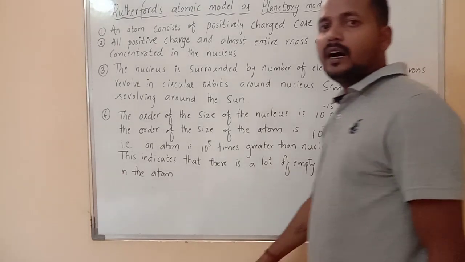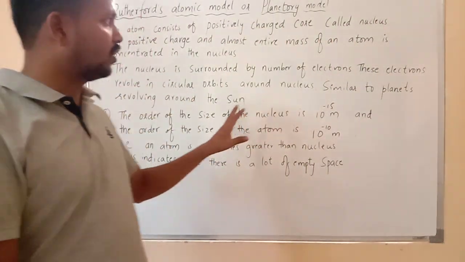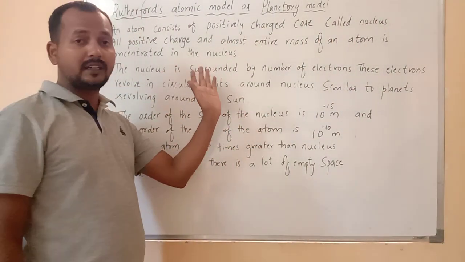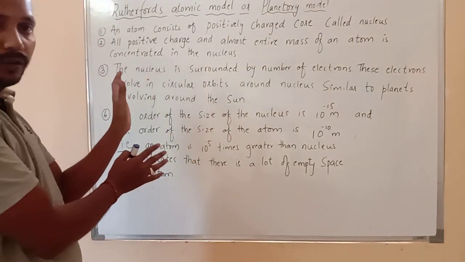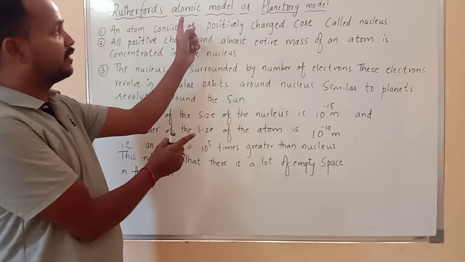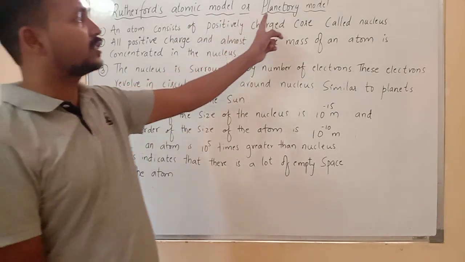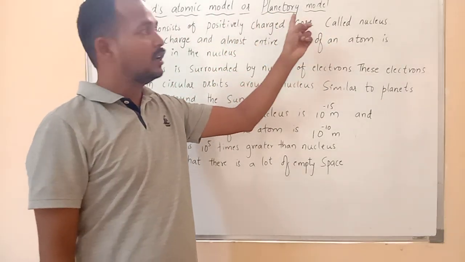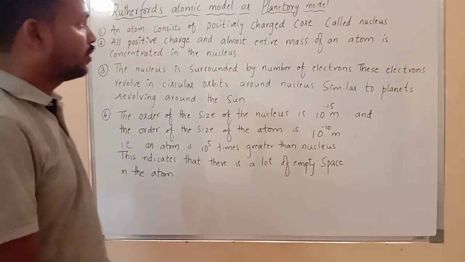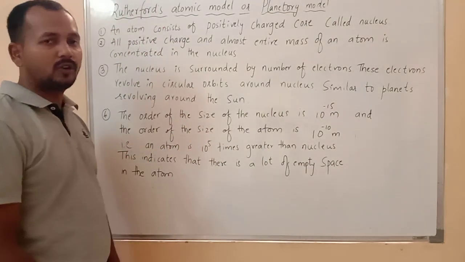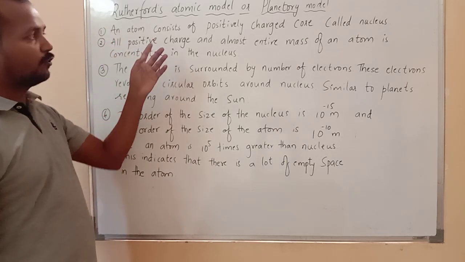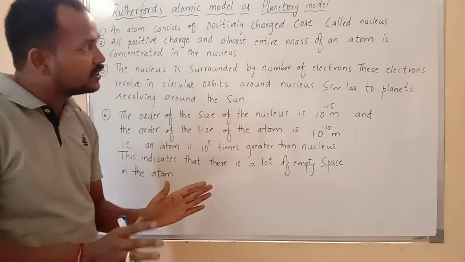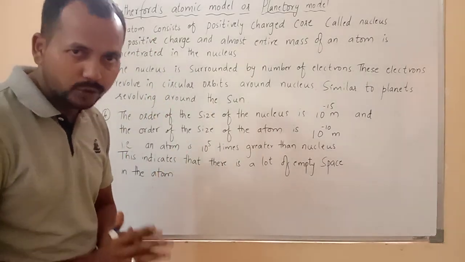After conducting the Rutherford experiment, he made an atomic model. Mr. Rutherford made one atomic model. It is also called the planetary model, or Rutherford's planetary model. See, what are the postulates of this atomic model? We'll see that. The first postulate is: an atom consists of a positively charged core called the nucleus.